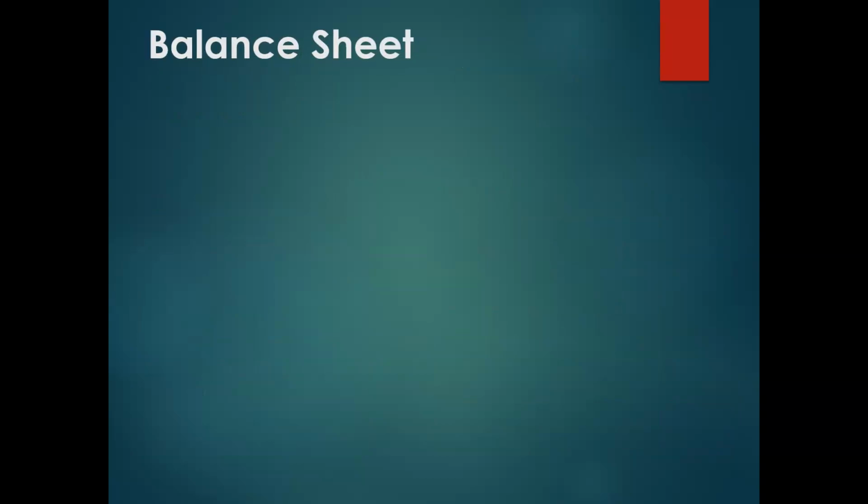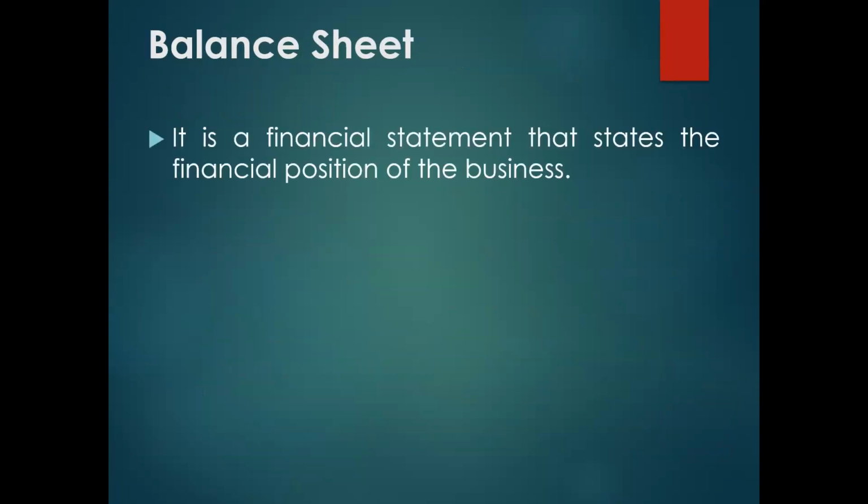And finally, the balance sheet. It is a financial statement that states the financial position of the business. Now, the profit and loss account is different, the balance sheet is different. The profit and loss account, trading account and this manufacturing account are prepared to check whether the company has met with any profit or any loss.